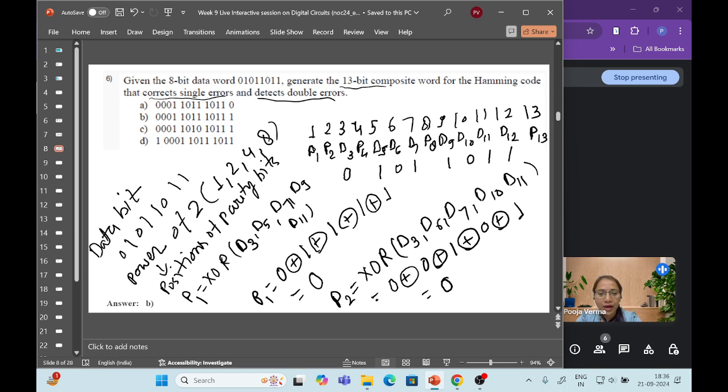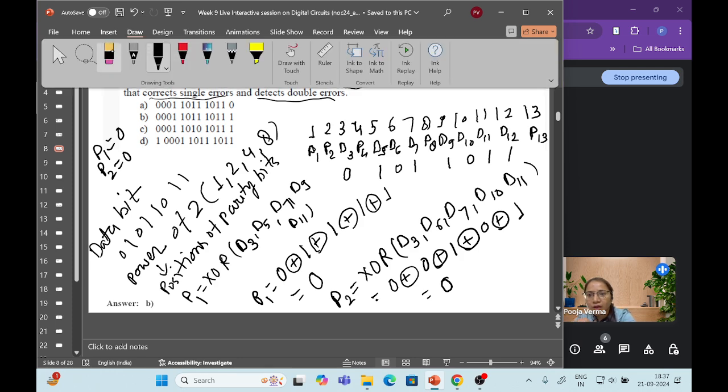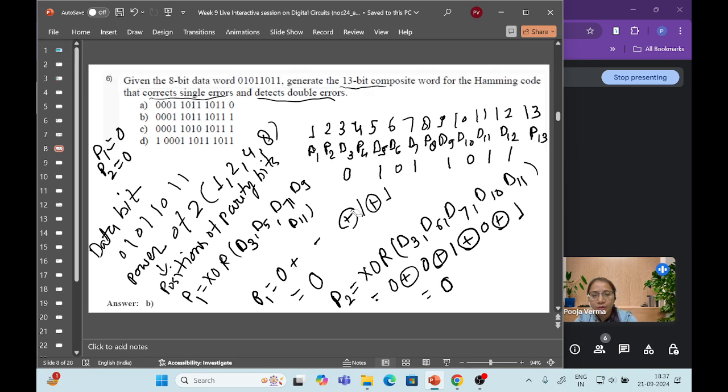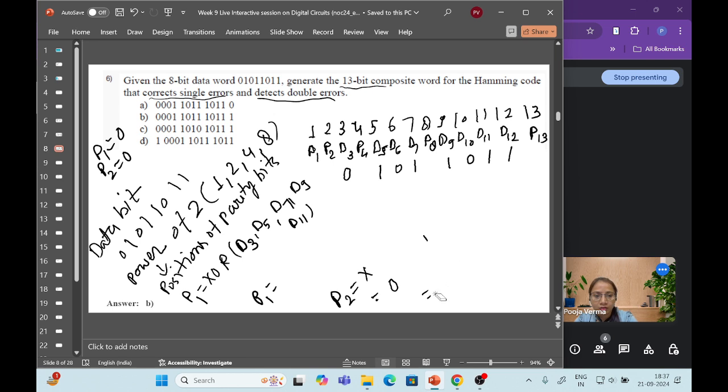Similarly, we need to find out P4 and P8. For that, I am writing it here: P1 is equal to 0, P2 is also equal to 0. Now we need to find out the value of the next ones, so I am removing from here so that we can write it.